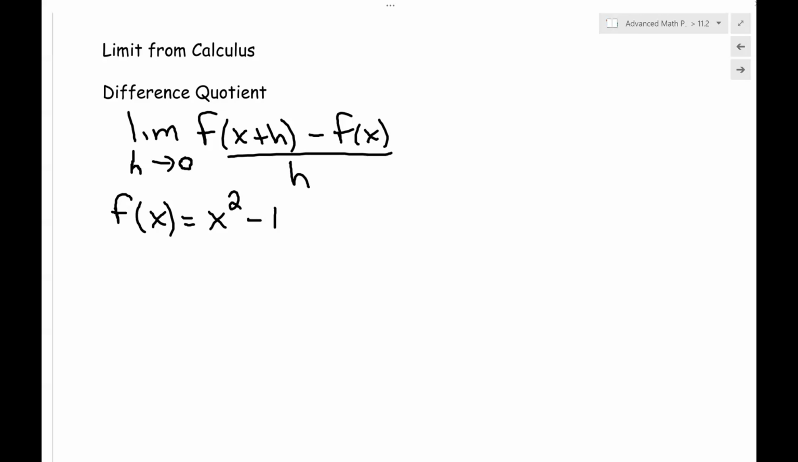You're going to do tons of this next year in Calc. The formula might look a little bit different, but it's the same concept. So let's break this down a little bit. There's a lot of algebra going on here. The actual limit portion of it is relatively simple, but the algebra is a little more involved.